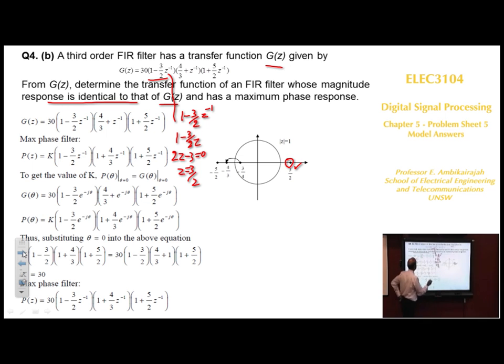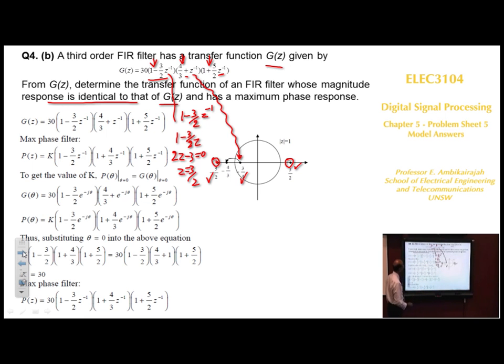Okay. Similarly, you do the next one. z is equal to minus 3 over 4. So that's inside the unit circle. And this one will give you z is equal to minus 5 over 2. Minus 5 over 2 is here. That's already there. So all three are given, because they belong to this one and this one and this one.